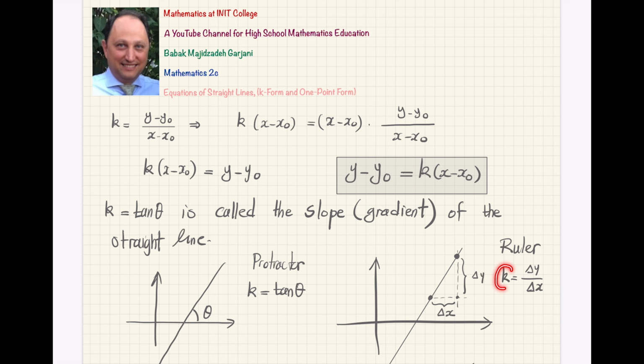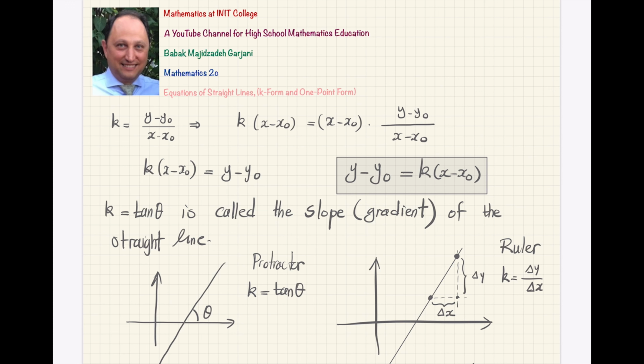So when you have the slope negative, it means that these two numbers should have different signs. If both of them are positive, when I divide them, it should be positive. If both of them are negative, when I divide them, it becomes positive again. So when you say that k is negative, it means one of them is positive, the other one is negative.